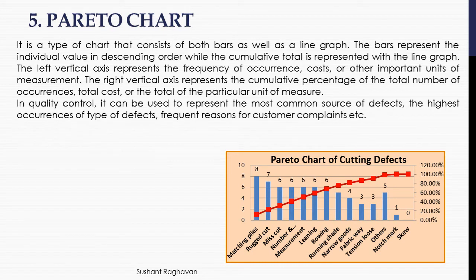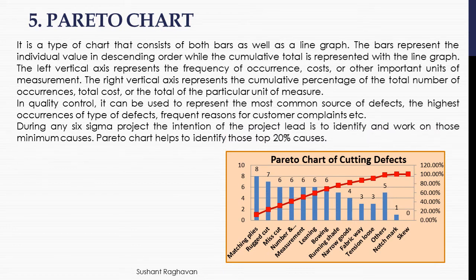In quality control, it can be used to represent the most common source of defects, the highest occurrence of type of defects, frequent reasons for customer complaints, etc. During any Six Sigma project, the intention of the project lead is to identify and work on those minimum causes. Pareto chart helps to identify those top 20% causes.